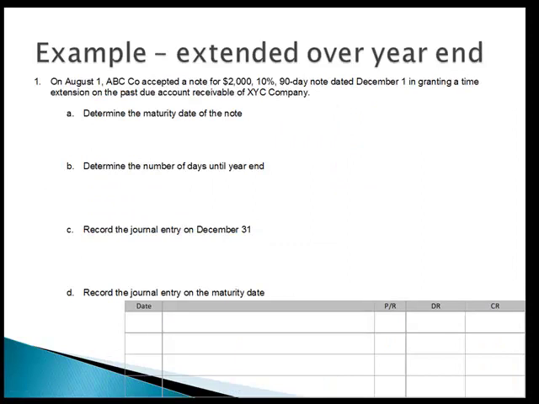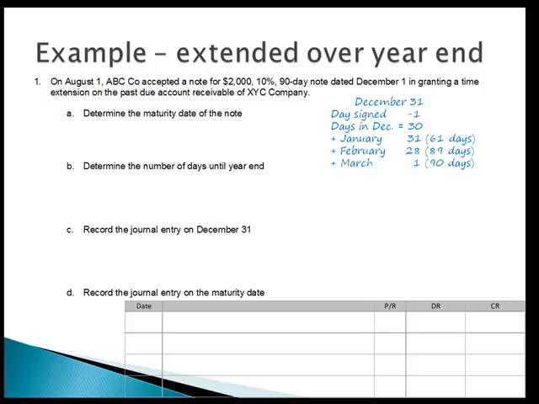If we extend our note over a year end, there are a couple of adjusting entries we need to be worried about. So let's say ABC accepts a note for $2,000, 10%, 90-day note, granting an extension of a past due receivable. What's the maturity date? The note's dated December 1st, not August 1st. So December 31st minus the day that we signed the note. Days in December is 30. Add in January, so we're up to 61 days. I need 90, so I'm going to add in February, which unless it states it's leap year, assume 28 days. Add in one more day to make 90. So the due date of the note is March 1st.